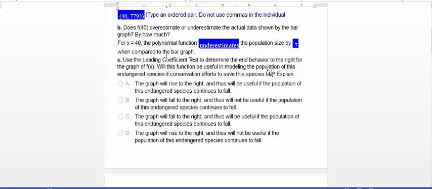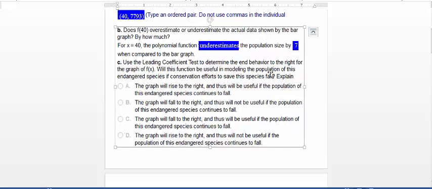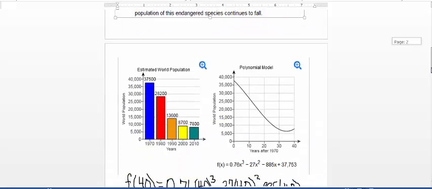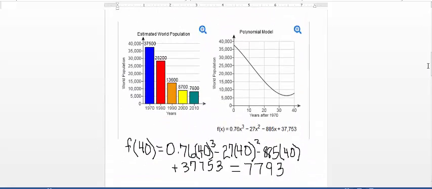Now I want to use the leading coefficient test to determine the end behavior to the right for the graph of f of x. Will this function be useful in modeling the population of this endangered species if the conservation efforts fail?